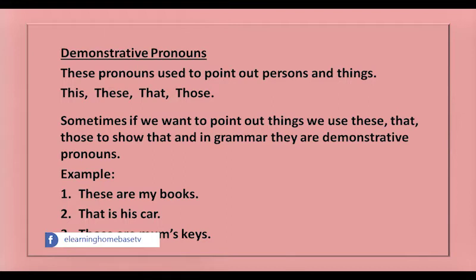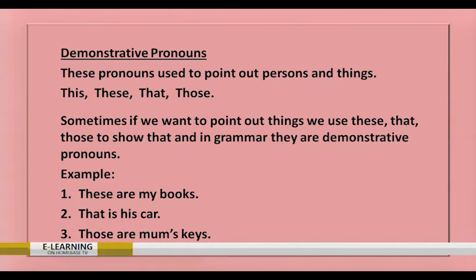We're moving on to another type of pronoun, that is demonstrative pronouns. Now, what are these pronouns about? We are saying that these pronouns are used to point out persons or things. When we want to point out certain things or persons, we use demonstrative pronouns. So such words are this, these, that, those. These are few examples of demonstrative pronouns.